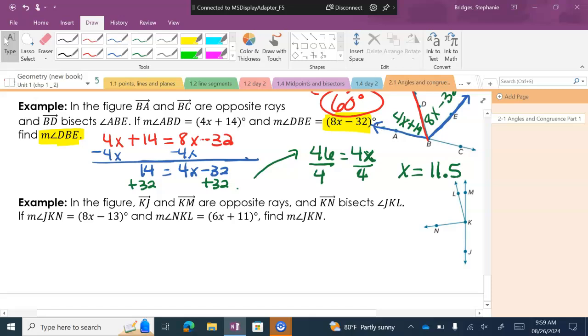KJ and KM are opposite rays, which we can see from the picture. KN bisects JKL. It tells you what JKN is. It tells you what NKL is. It wants you to find JKN. So you're going to have to set up an equation. You're going to have to solve it for x, and then you're going to have to plug it back in. But you have to know what to set where. Label your picture.